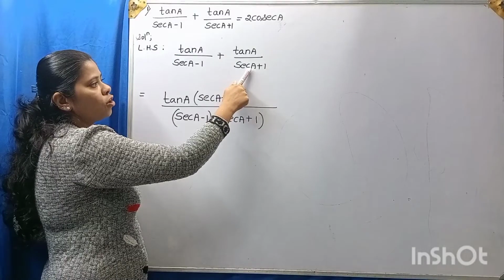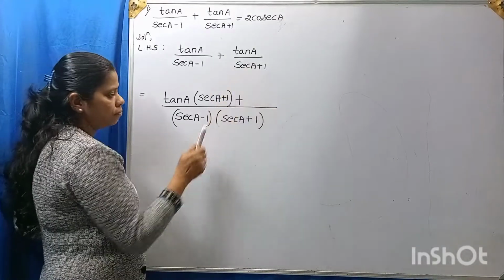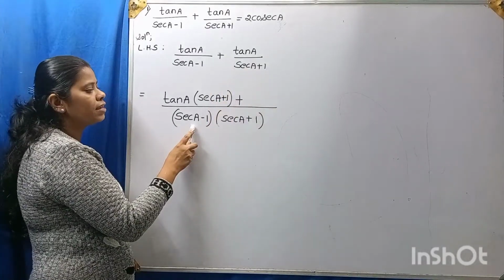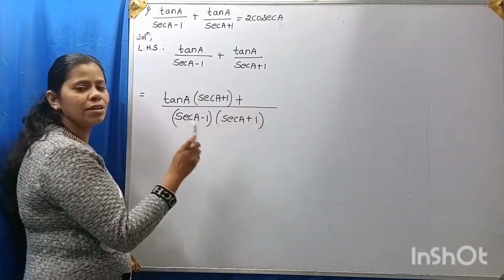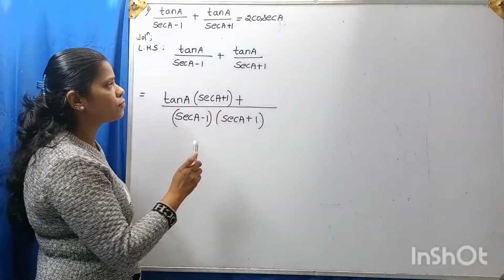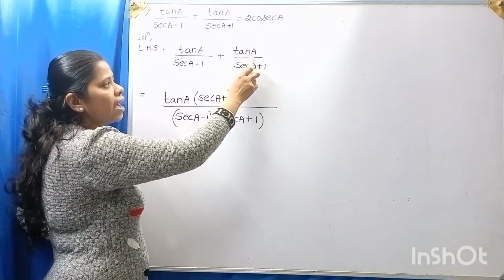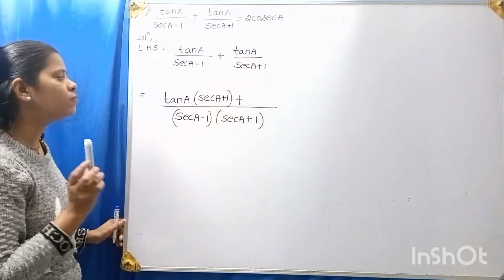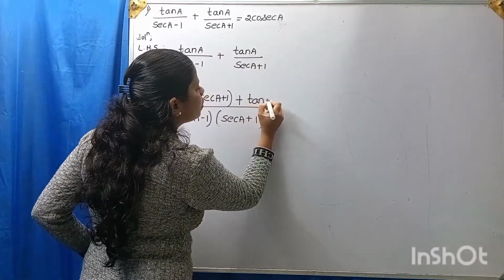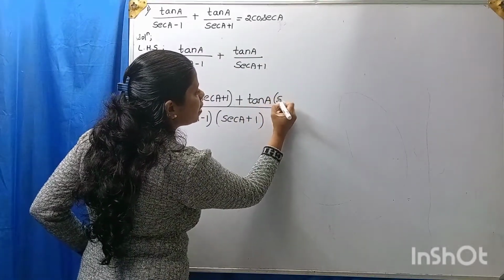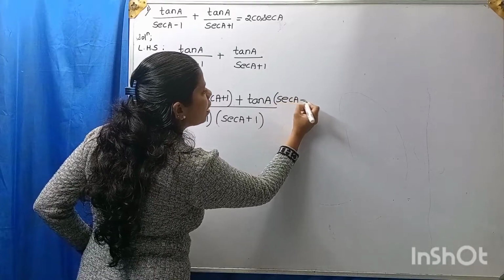Now look at this denominator, secant A plus 1. But our LCM is secant A minus 1 into secant A plus 1. Therefore we will multiply it by secant A minus 1. Therefore it will become tan A into secant A minus 1.